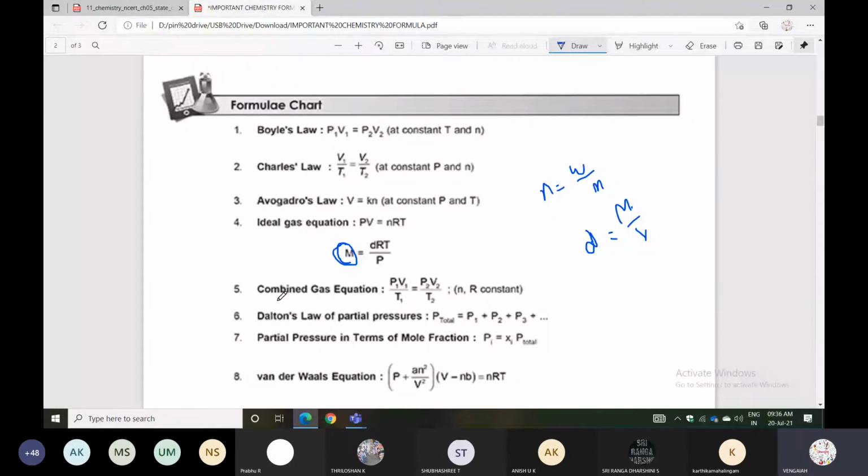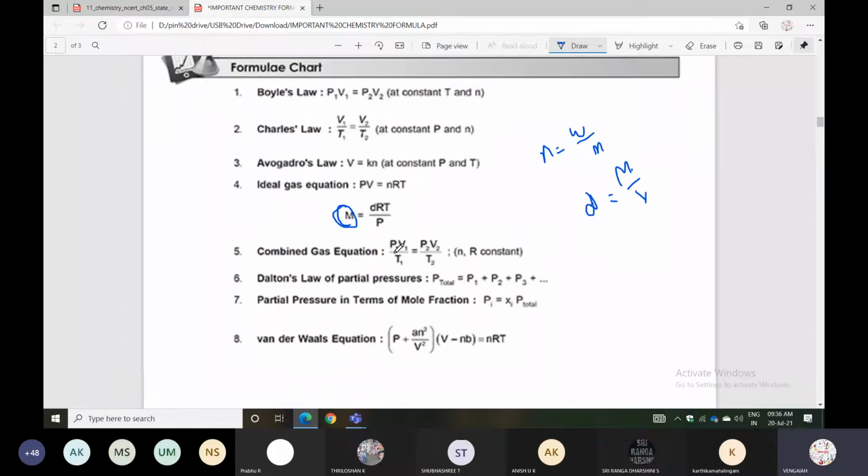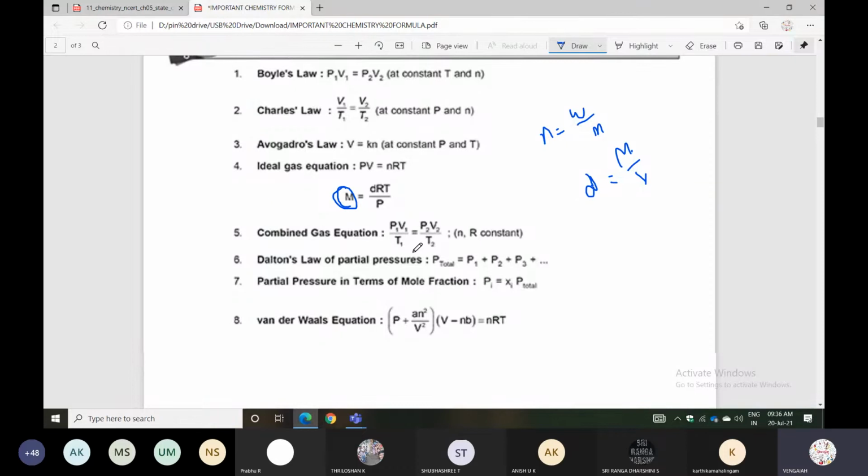Next one is the combined gas law: P1 V1 by T1 equal to P2 V2 by T2. Next one, Dalton's law of partial pressure. P total equal to the sum of the partial pressures: P1 plus P2 plus P3 and so on. Partial pressure in terms of mole fraction is an application of Dalton's law: partial pressure equal to mole fraction into total pressure.